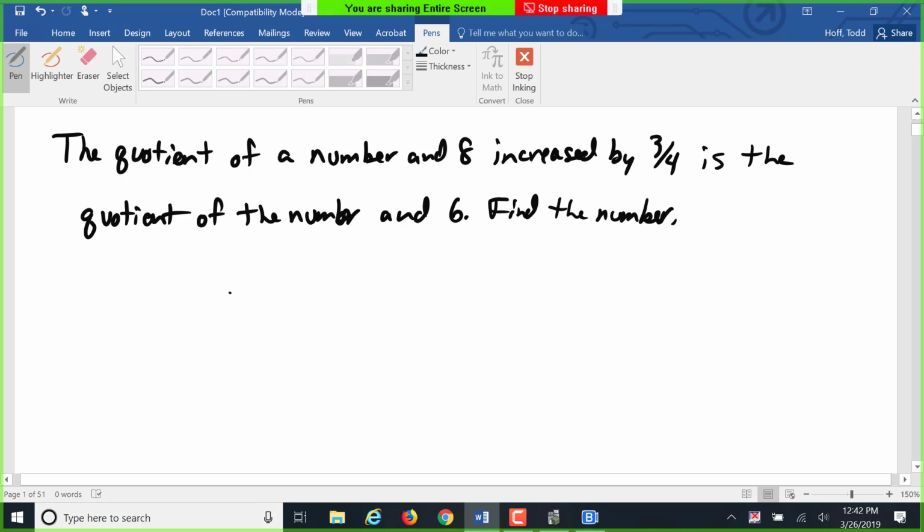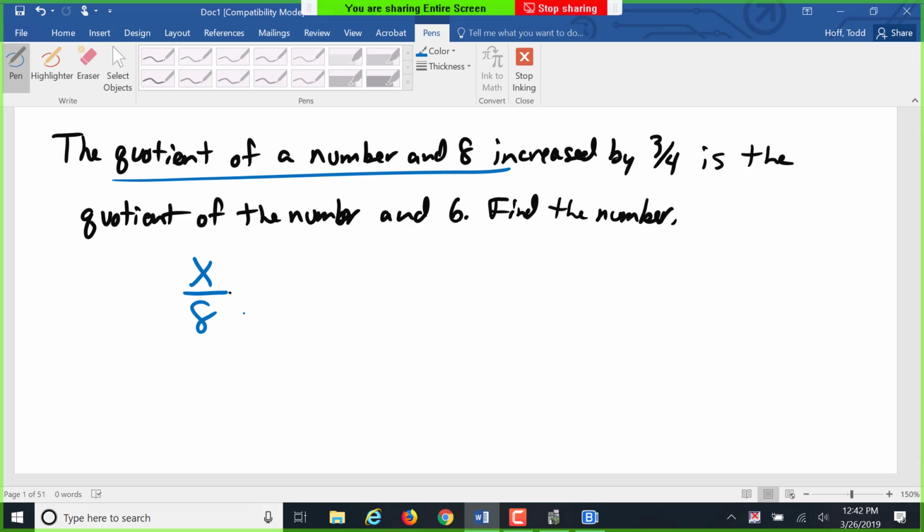When we're dealing with a quotient, obviously quotient means divide, so we're going to turn it into a fraction to express the division. The quotient of a number and 8, the order of those numbers is very important. The quotient of a number and 8 is x over 8. If it were the quotient of 8 and a number, that would be 8 over x. The order they come in is the order they're divided in.